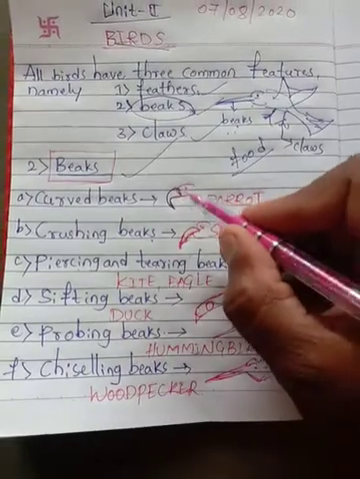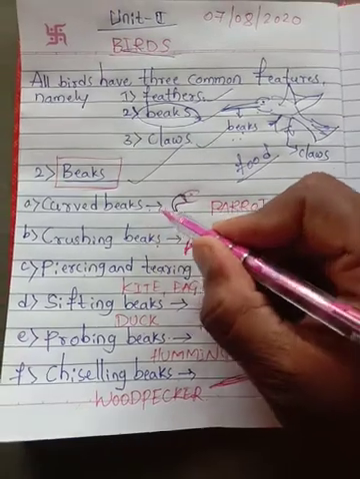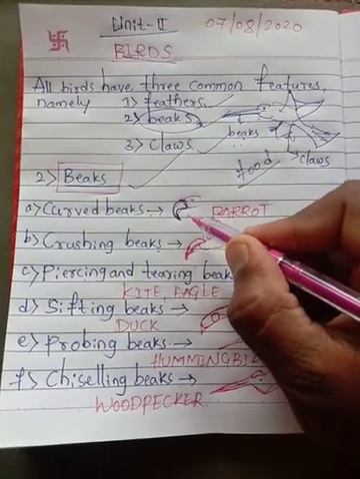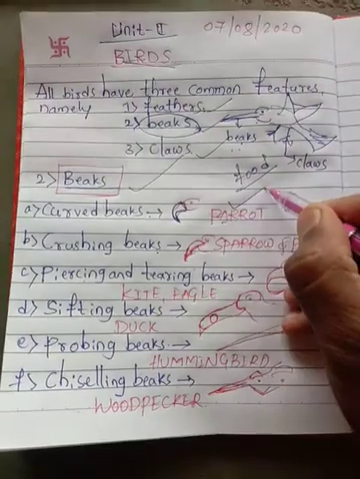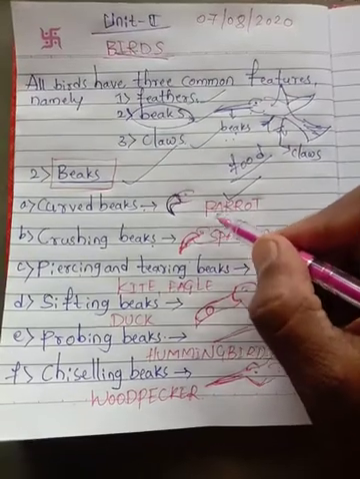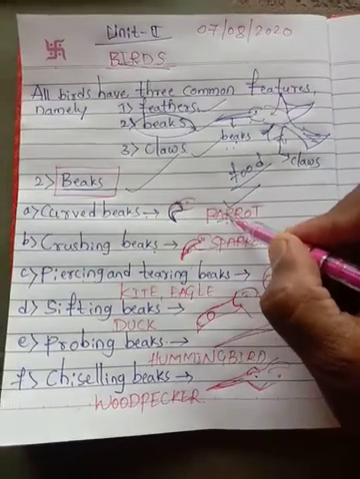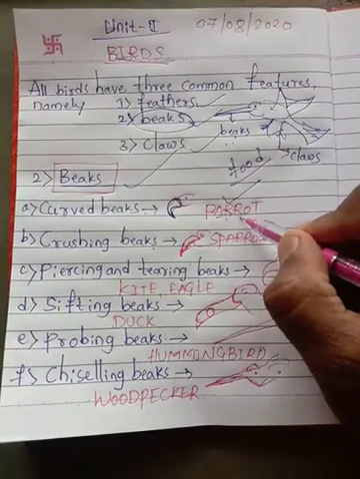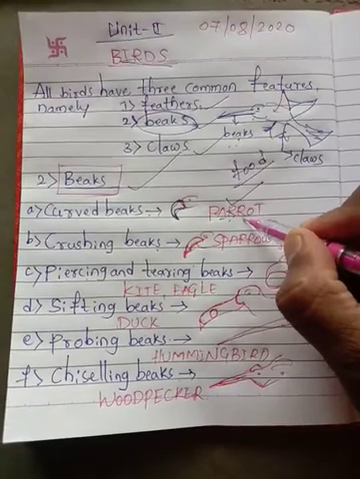Students, first one, curved beaks. Just look here. If a bird has this type of beak, it is called a curved beak. An example is the parrot. Have you seen a parrot? Yes, the parrot has a curved beak. It helps the bird to eat fruits and crack nuts. That's why parrots have curved beaks.